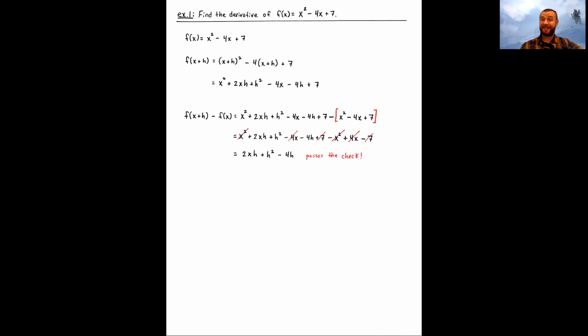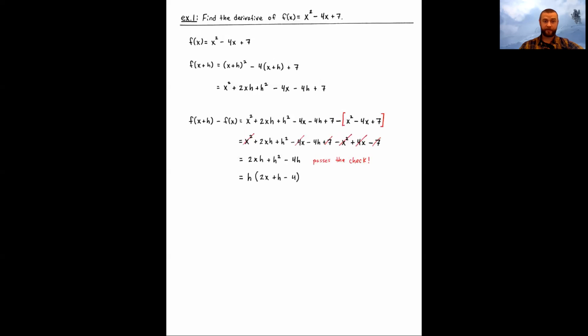Now, since everything contains h in it, what we can do is factor that out. So we can factor h out from that, and that's basically the end of step 2. There's really nothing more we can do with simplifying this difference. What we can now do is proceed to the last step, forming the difference quotient, dividing by h.